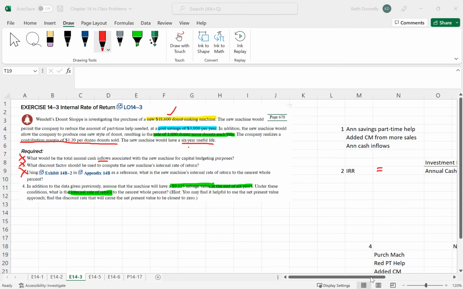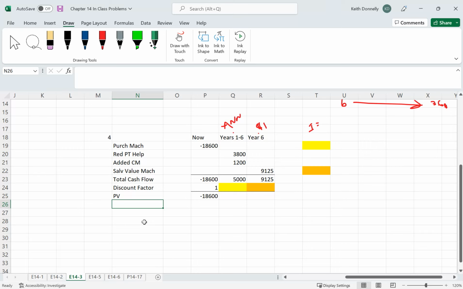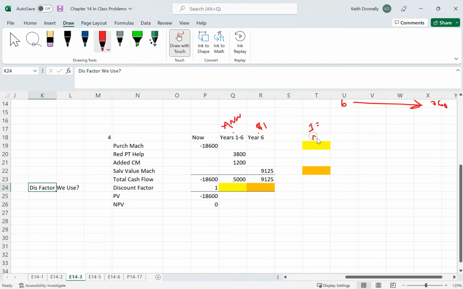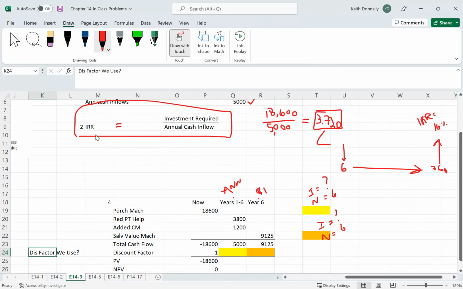Okay, so here's what's going on with it. At the end of the day, our net present value has to be 0, because we're trying to find the internal rate of return, which is really saying what is the percentage or the discount factor we use. We know the N in each of them. It's going to be 6 years, but the rate is the mystery here.